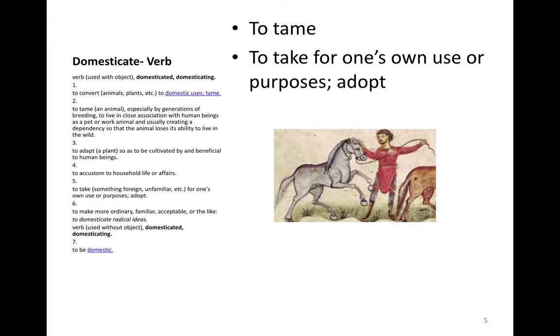We take our dogs, for example, today, and if we let them loose in the streets, they would have a hard time living in the wild because they depend on humans. We have domesticated the dog. So, again, a couple things here: to tame, and also to take for one's own use or purposes, to adopt. You can see here a picture of a man who may be trying to tame a wild horse to get the horse to cooperate to do some work that we would need them to do.